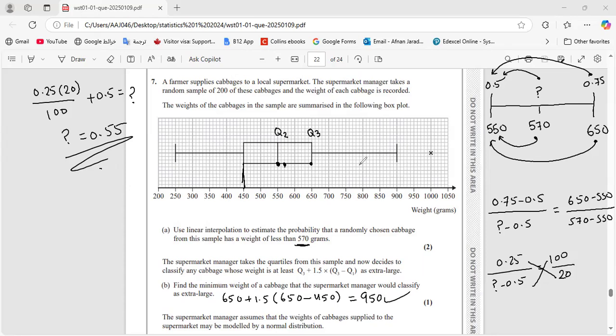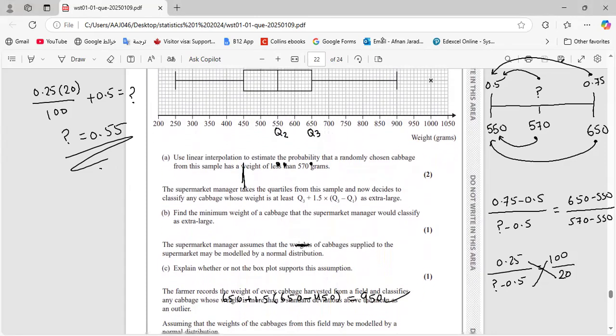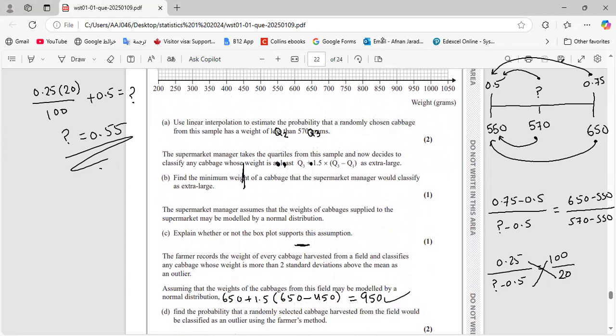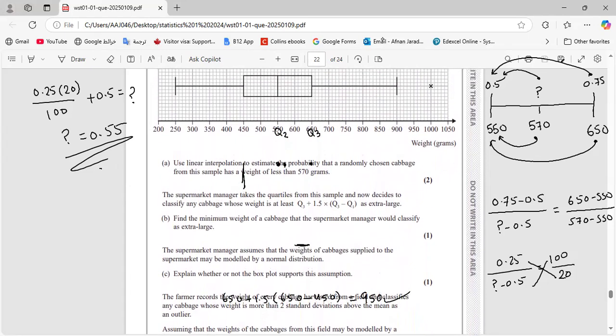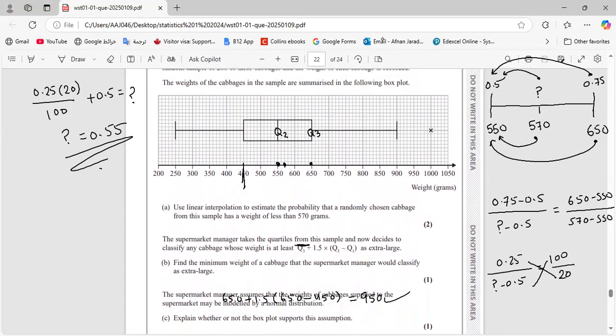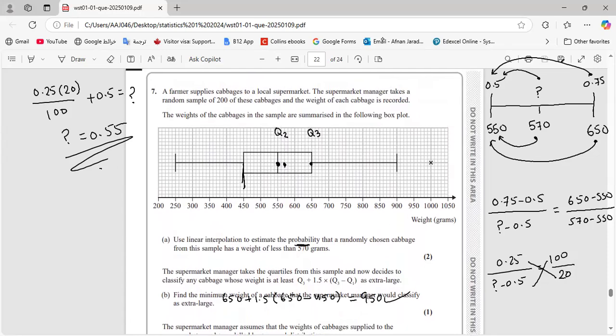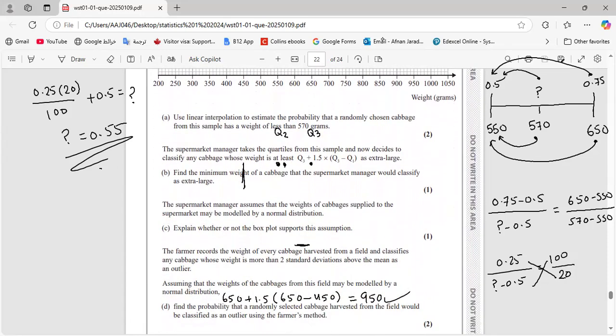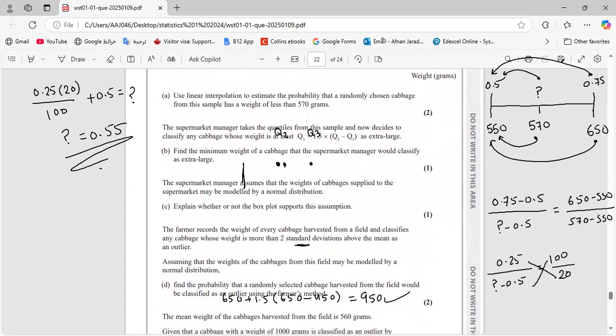The supermarket manager assumes that the weight of cabbage supplied to the supermarket may be modeled as a normal distribution. Explain whether or not the box plot supports this assumption. Yes, sure. It supports this assumption because it is about symmetrical. Look at the box plot here. It's symmetrical. So the answer is yes.